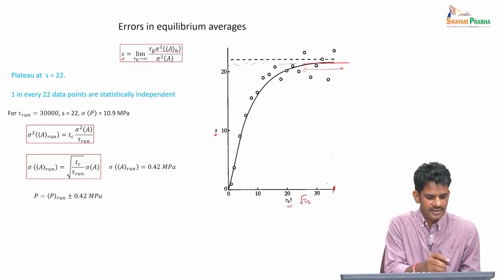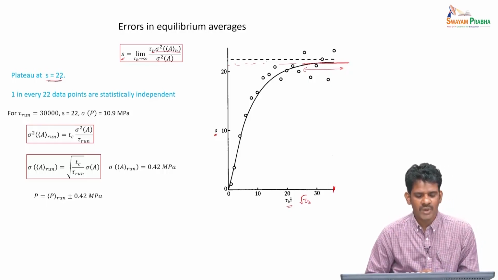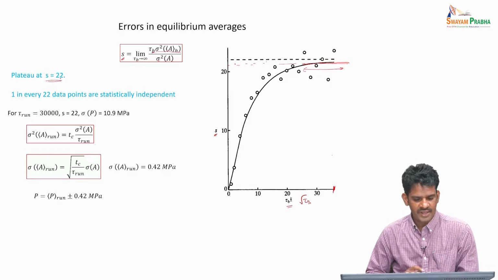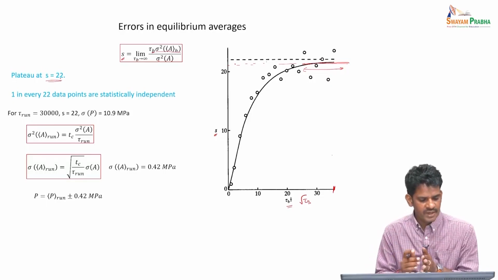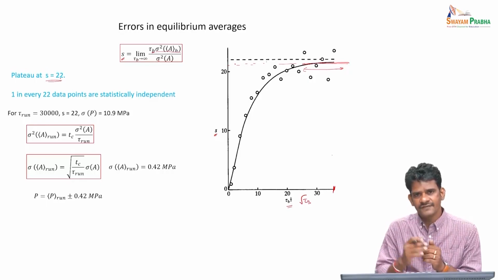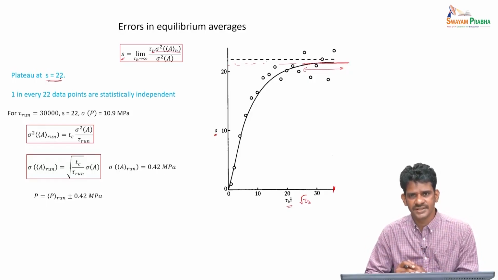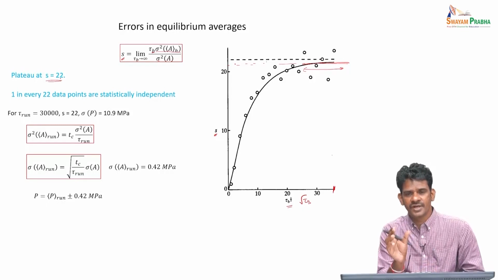In this particular example, we find that the plateau value reaches at S equal to 22, and the meaning of this 22 is that in this particular data set, one data point in every 22 consecutive data points has new information. That means only after every 22 steps you get statistically uncorrelated data sets. Okay, so that should be your correlation time.